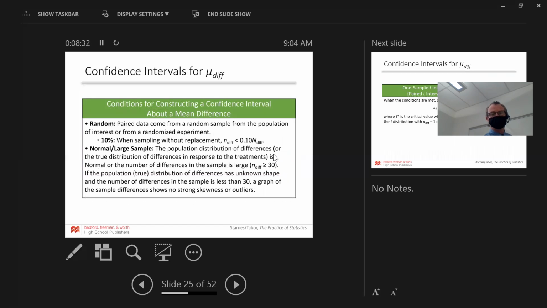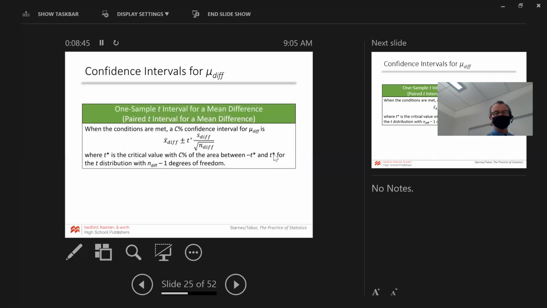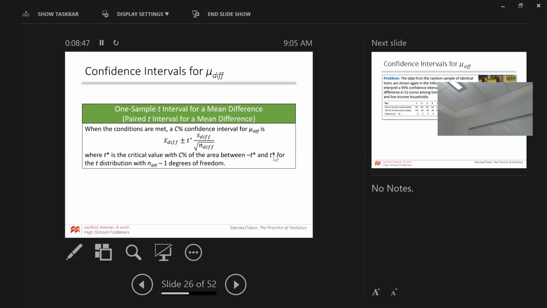Here are the conditions. Same thing. SRS, or random assignment of treatment, less than 10% of the population, the sample size is at least 30. We're saying the mean of the difference between the two for the confidence interval. Add or subtract the critical value of the t-score times one step, which is the standard deviation of the differences divided by root n, which is the sample size. Okay?